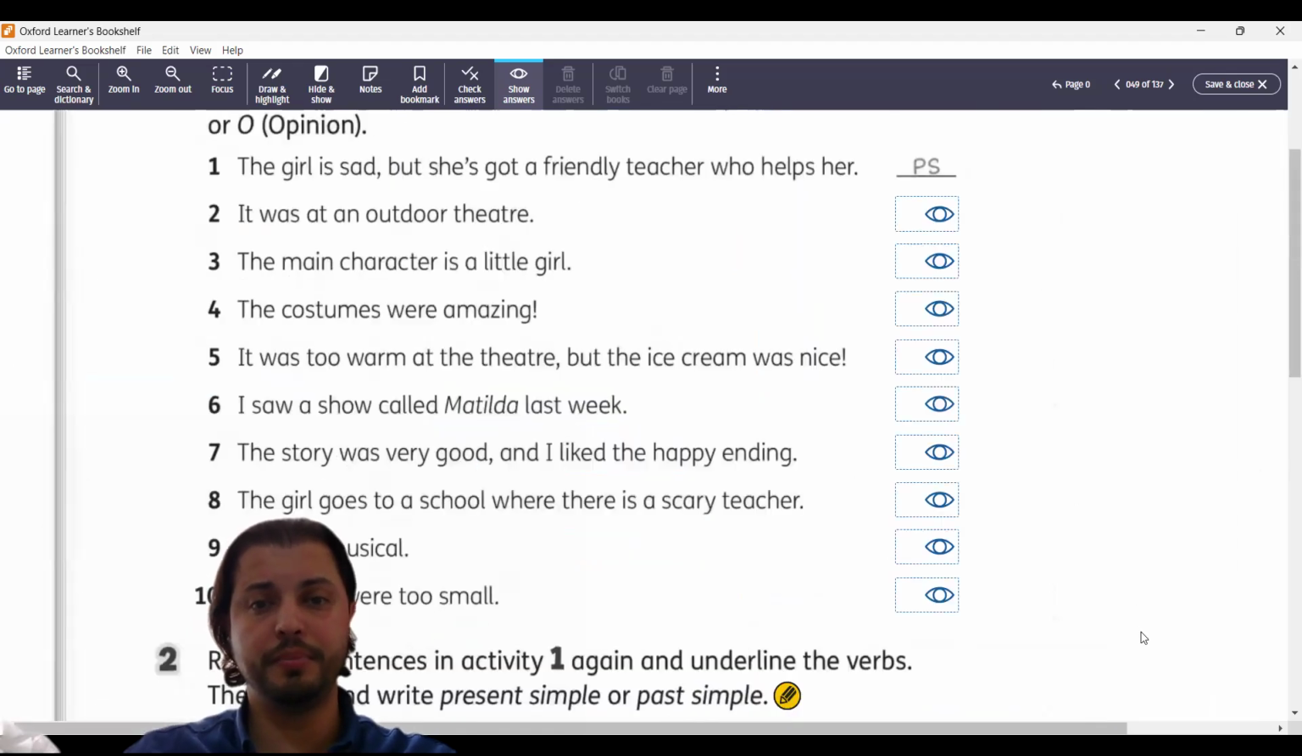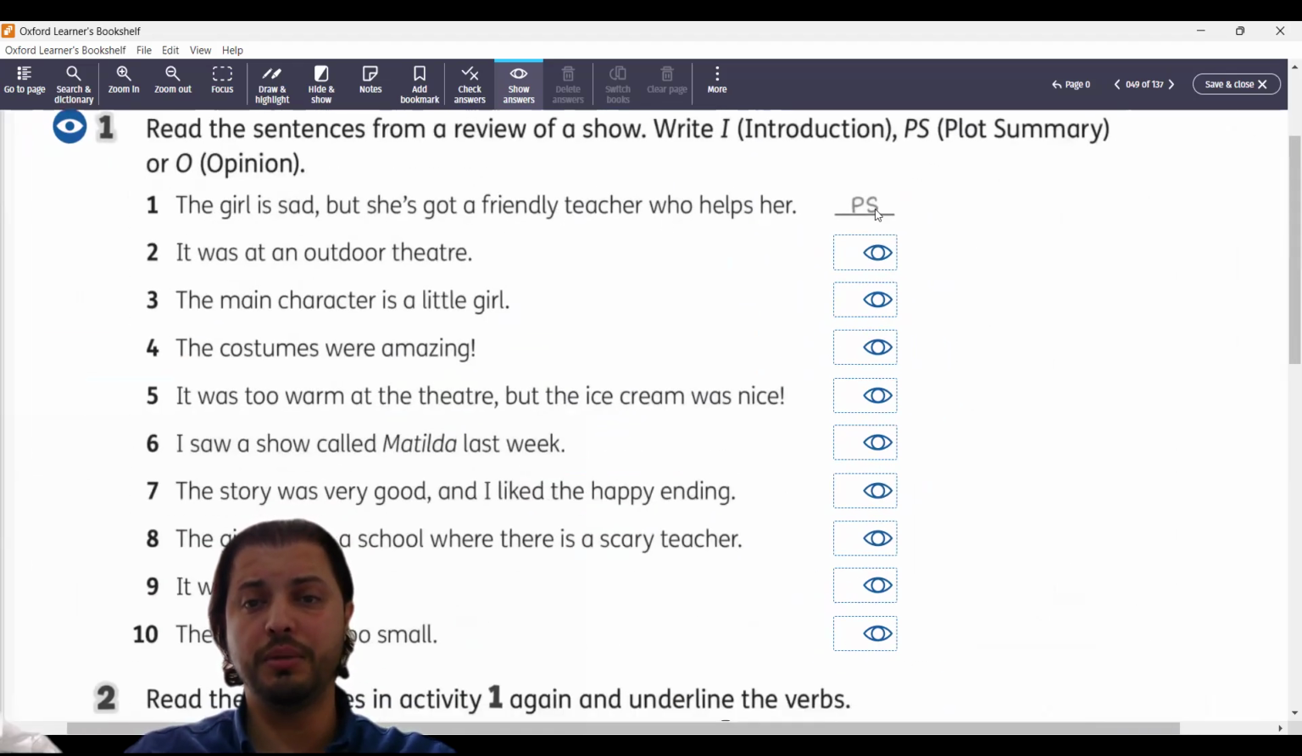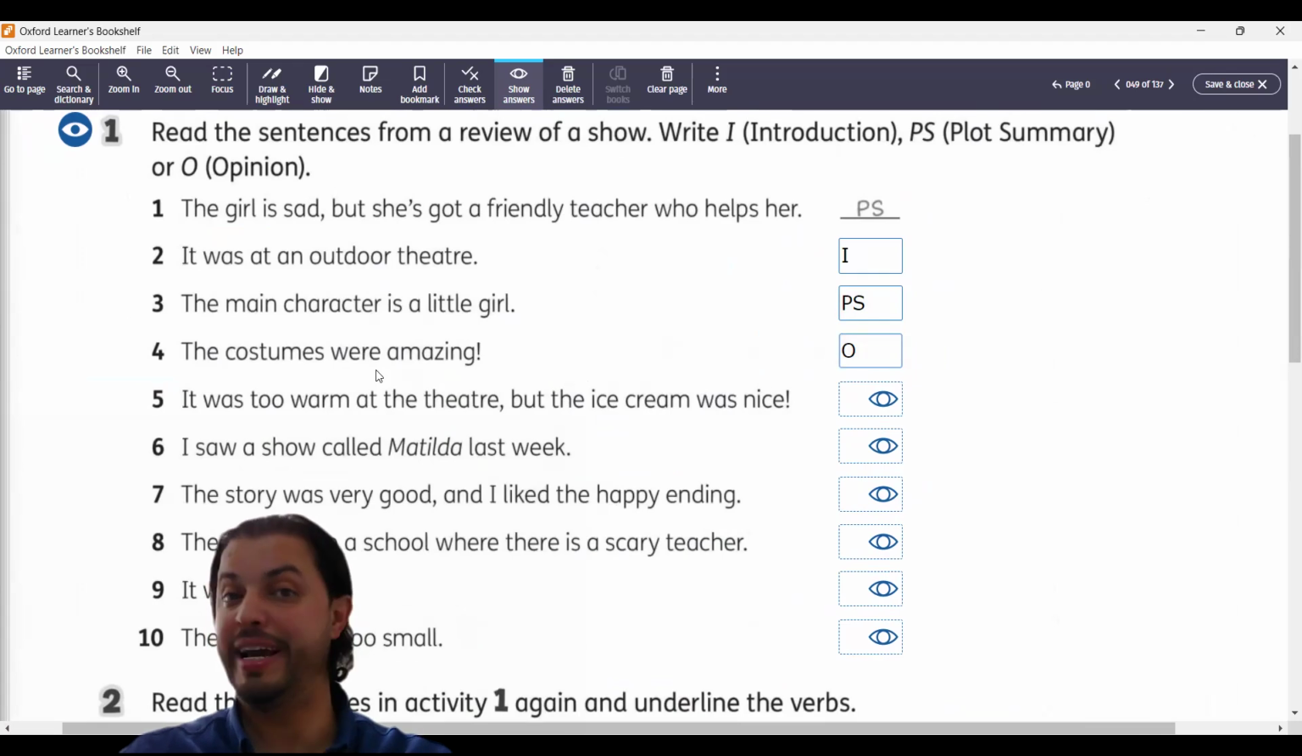So it's kind of order of the paragraph. Number one, the girl starts going to school, but she's friendly to the teacher who helps. PS. A PS is a plot summary. It was an outdoor theater. Yes, it's introduction. The main character is a little girl. It's PS. The costumes were amazing. It's opinion because I like it or I don't like it. It was too warm at the theater. It's called opinion.